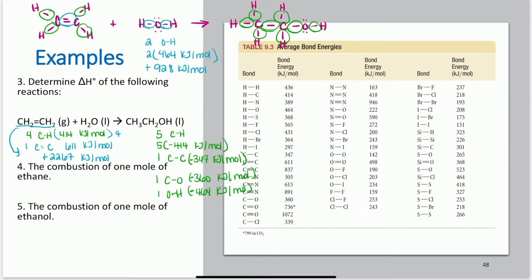Oops. I'm really good at turning the eraser on. Negative 3,241 kilojoules per mole. Let me just check that since I'm trying to do this on my phone. Okay, so add these numbers up.